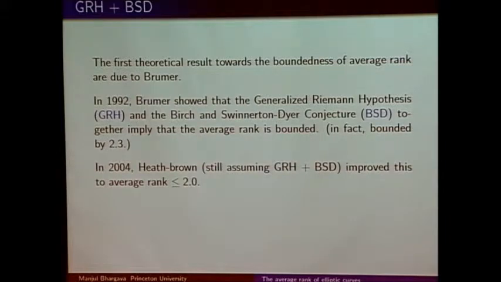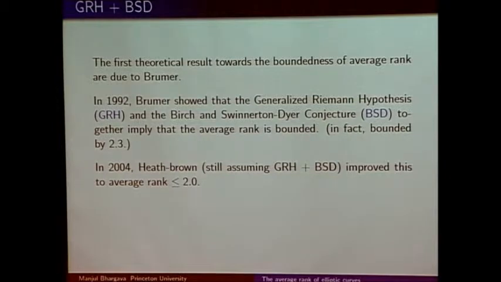In 2004, Heath-Brown had this really nice refinement of it, still assuming GRH and BSD. He improved this bound of Brumer to 2. It's actually exactly 2. But a lot of the work after Brumer was to work really hard to get below 2. Because if you get below 2, then that implies, assuming these conjectures, that a positive proportion of curves would have rank 0 or 1.